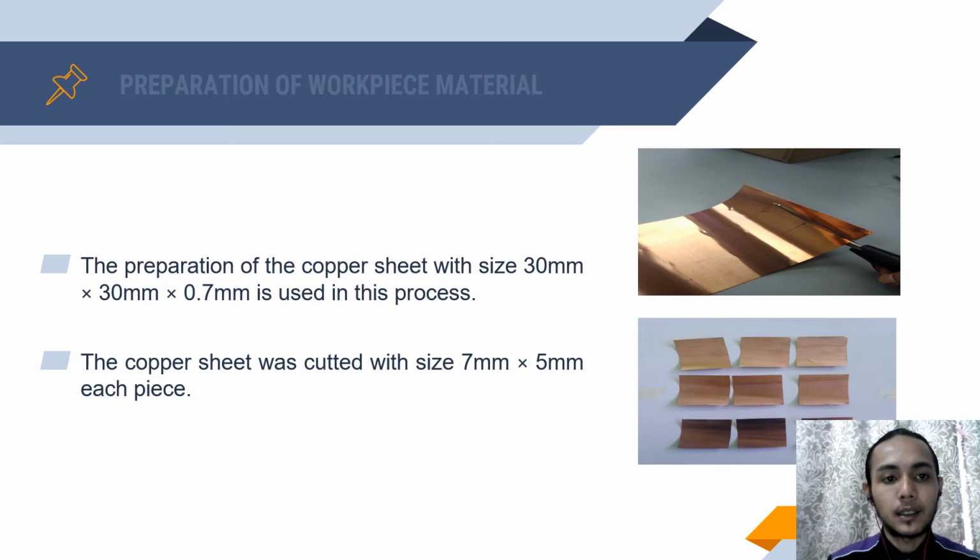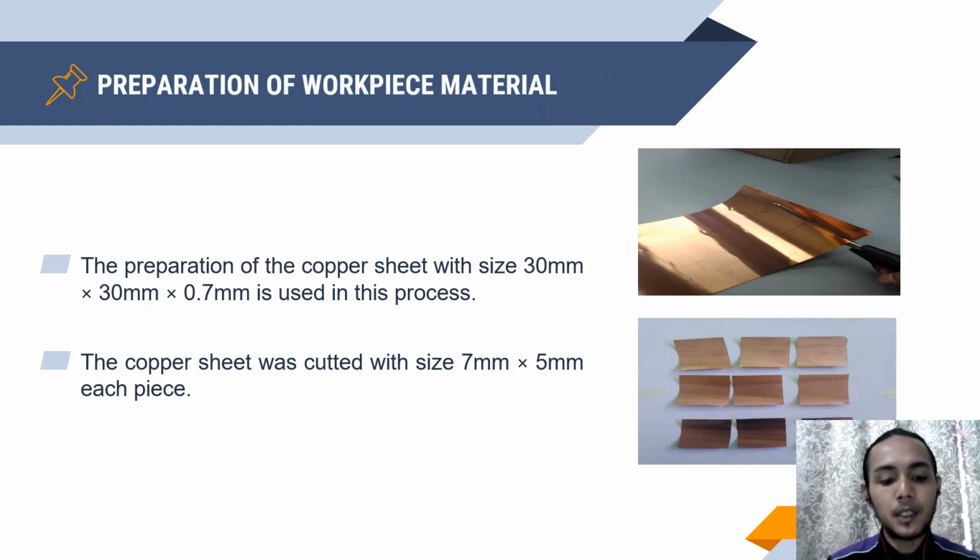This is the preparation of the workpiece material. The copper sheet is used in this process as an electrode for the electroplating process. This copper was cut into some pieces using scissors.